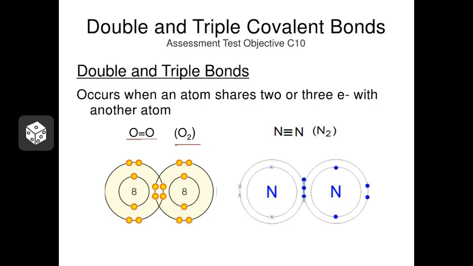Atoms can share 3 electrons as well. We see this with nitrogen gas, or N2, and we represent that with 3 little lines. This nitrogen is sharing 3 electrons with this nitrogen, and this one's sharing 3 with this one. So we call that a triple bond. Tetra bonds or quadruple bonds are possible on paper, but we don't really see them in nature because they put too much strain on the atoms trying to share. So single, doubles, or triples are about it.